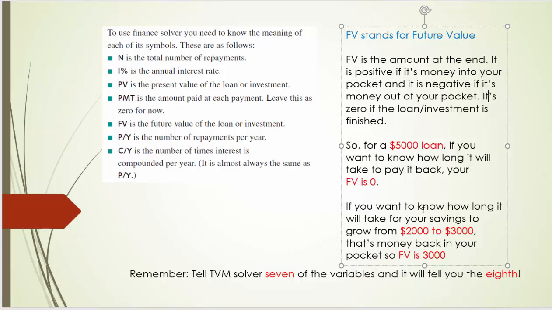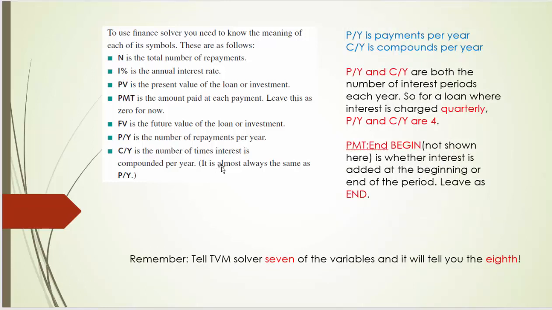On the other hand, if you want to know how long it will take for your savings to grow from say $2,000 to $3,000, the $3,000 at the end of that time will be money back in your pocket, so FV will be 3,000. P/Y is the number of repayments per year, and so is C/Y, and if you change one of them, it'll change the other for you normally. So if you're talking about a quarterly period of payment, put in P/Y equals 4. If it's monthly, it's 12, and so on.